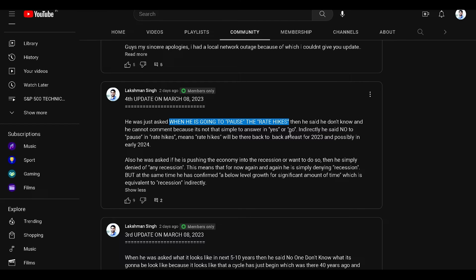However, the Fed chairman was clear on this point. He said that he doesn't know and cannot comment, because it's not that simple to answer in yes or no when the Fed is going to pause the rate hikes. So indirectly he said no to a pause in the rate hikes, meaning rate hikes will be there back to back at least for 2023 and possibly in early 2024 also. What does it mean? The recession, or the Great Recession, right?